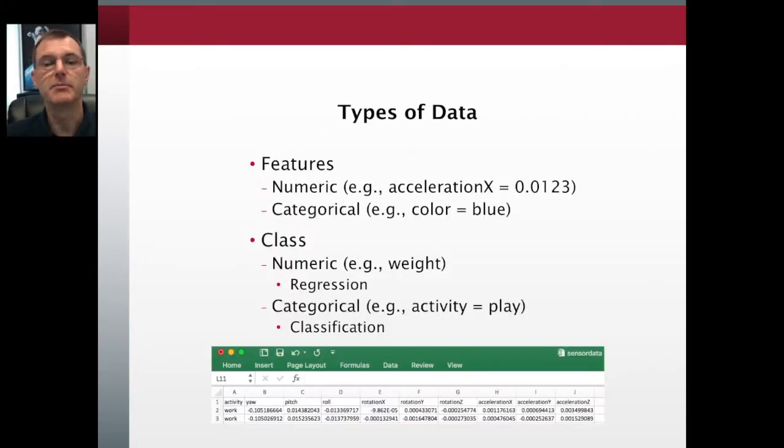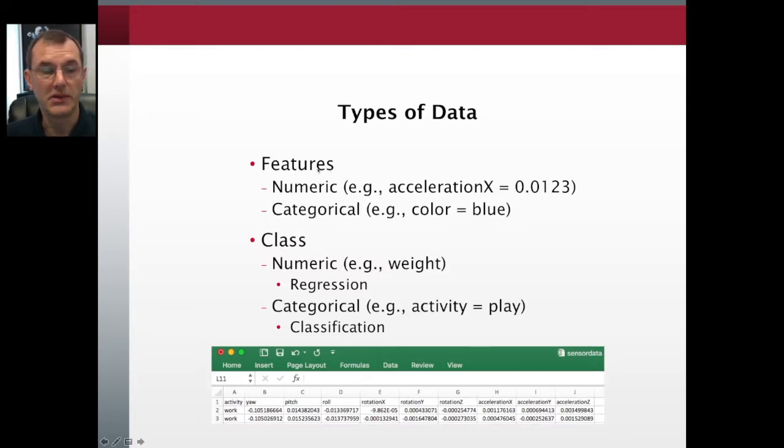Now let's step back a little bit and talk a little bit more about the types of data that we might see. We've already seen that the data is generally divided up into features and classes. So here's again a spreadsheet of some of the data we've collected, and we have these 9 features for yaw, pitch, roll, rotation, and acceleration. And then we have our class value, or the activity that the user was performing.